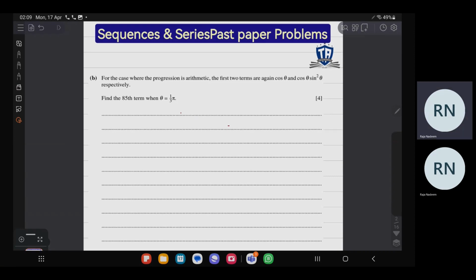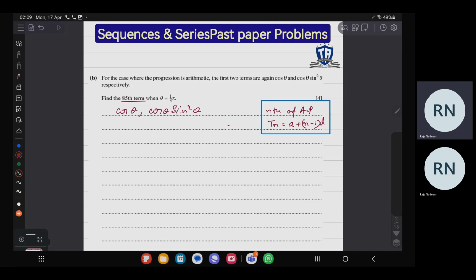Let's write the sequence first. It is cos of theta as the first term, cos of theta into sine square of theta as the second term, and we need to find the 85th term when theta is given. Basically, this is the 85th term, so we'll find it by using the nth term of an arithmetic progression, which is Tn = a plus (n minus 1) into d.